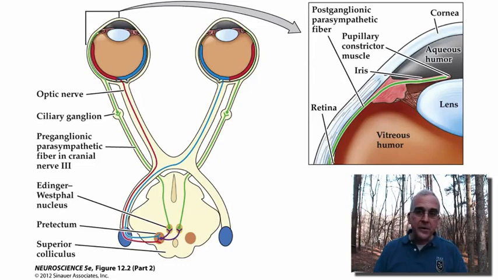So just keep in mind for our consideration here that pupillary constriction is under the governance of the parasympathetic outflow through the third nerve, whereas pupil dilation is under the governance of the sympathetic nervous system.